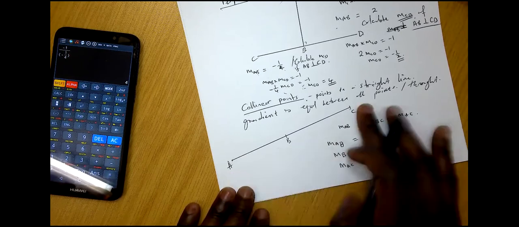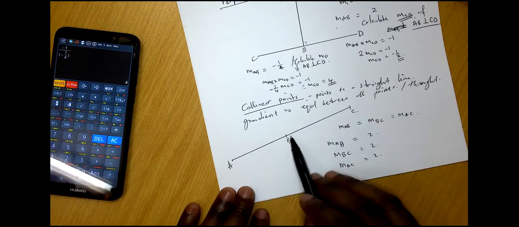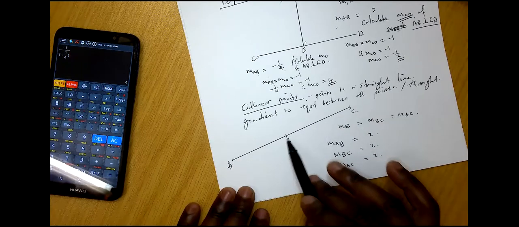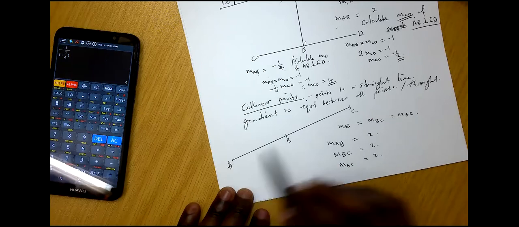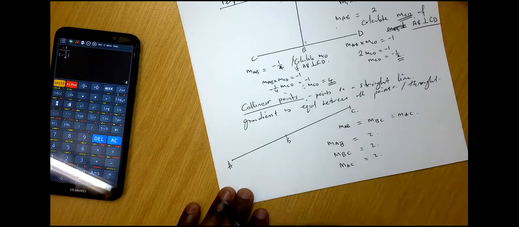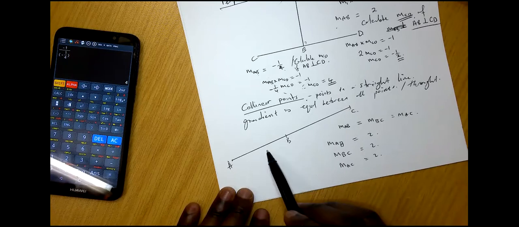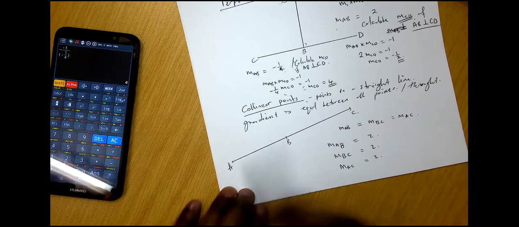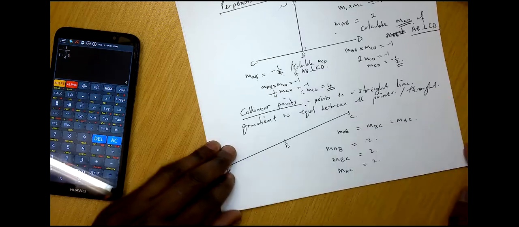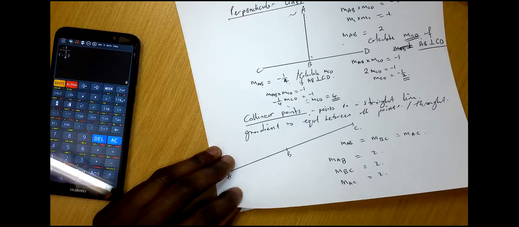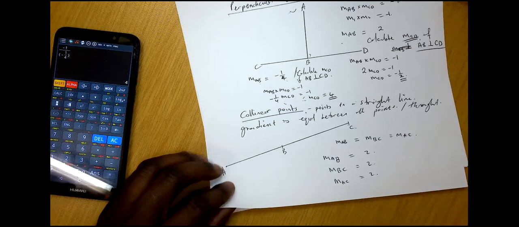So whatever you need to calculate here, if you need the gradient for this point but you're given 2 coordinates for this, you calculate the gradient using the formula that we did together in the first chapter, Analytical Geometry 1. You use that same gradient on BC because you know that the gradients are equal. So let's now look into the equation of a line.